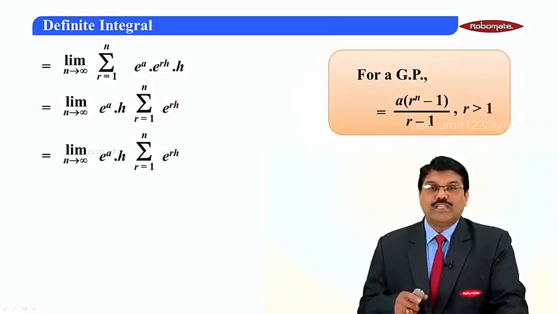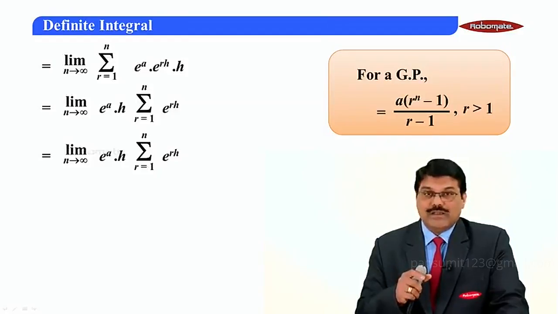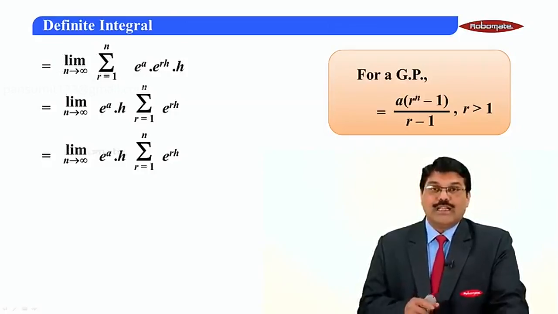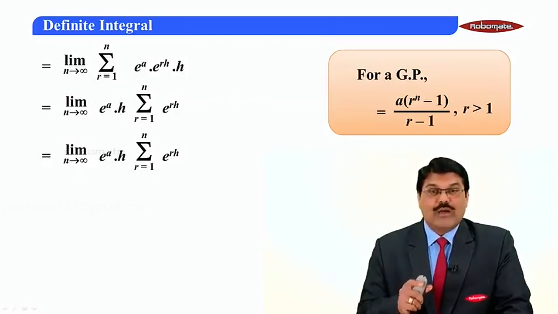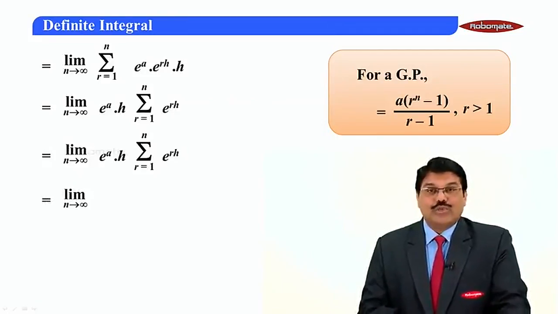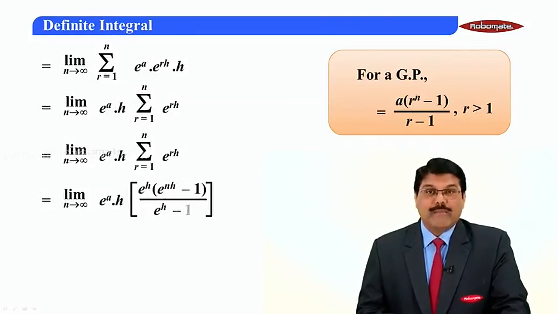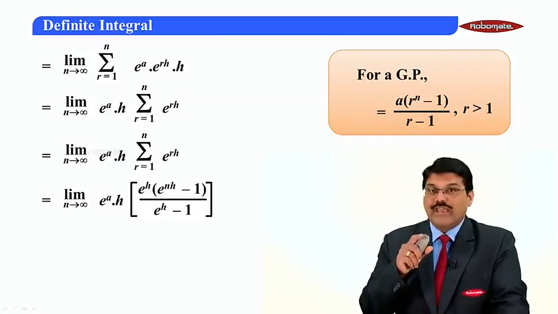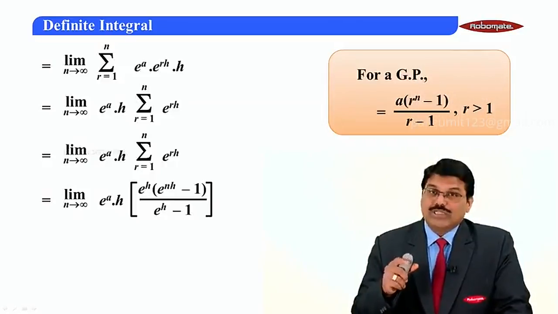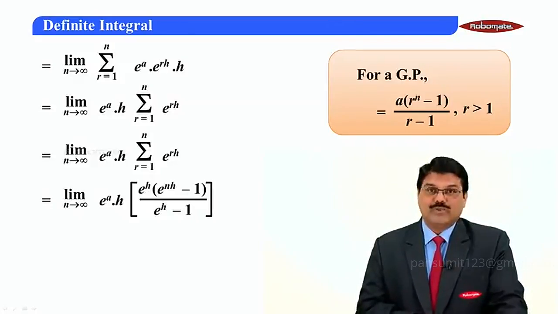Now the summation of e raised to rh as r goes from 1 to n becomes a GP, and for that we have the formula for Sn, that is a times r raised to n minus 1 upon r minus 1, provided r is greater than 1. So let us apply that formula. Limit as n tends to infinity, e raised to a into h will be as it is. Now in the bracket, the first term a is e raised to h, right? Then for r raised to n, the ratio is e raised to h, so it becomes e raised to nh minus 1 upon e raised to h minus 1, right?